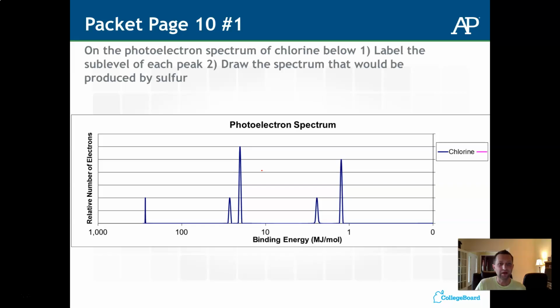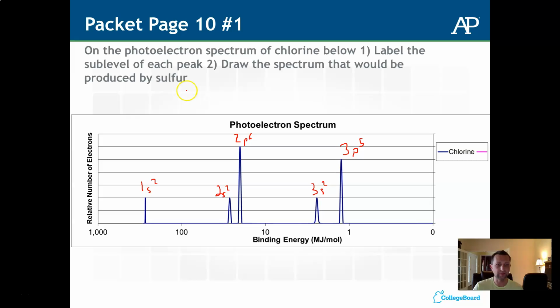So, on the PES spectrum of chlorine, label the sublevel of each peak and draw what the spectrum would be for sulfur. All right, so let's take a look at that. So, a little redundant here. We have our 1s2, 2s2, 2p6. We already know it's chlorine, tells us that. 3s2, and this is 1, 2, 3, 4, 5. It's 5 high, so this would be 3p5. Okay, now that was pretty easy.